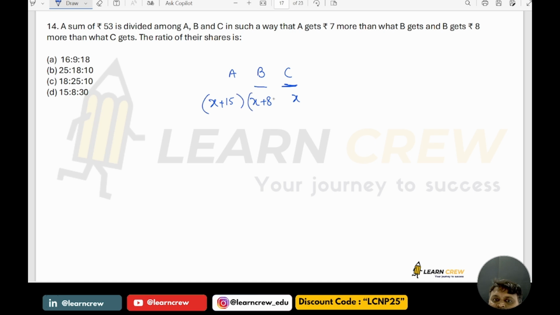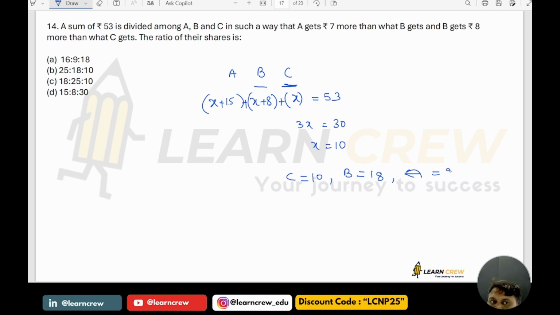Now the sum of these three is 53. So 15 plus 8 is 23, 3x is 30, thereby x is 10. X is 10 means C's share is 10. B's share is x plus 8, which is 10 plus 8, 18. B's share would be 18. So A's share would be x plus 15.